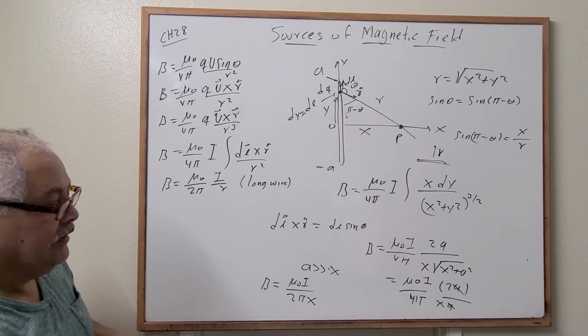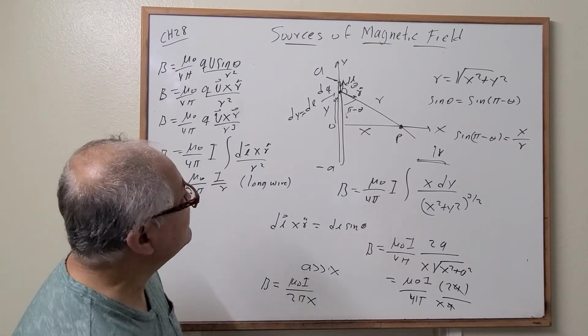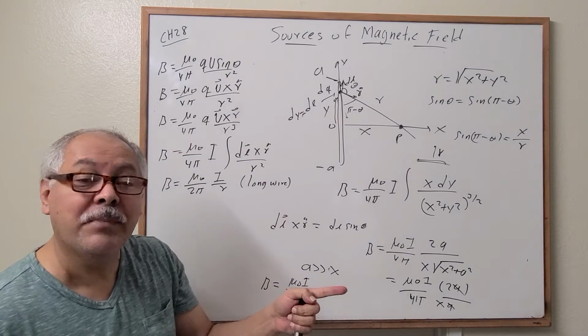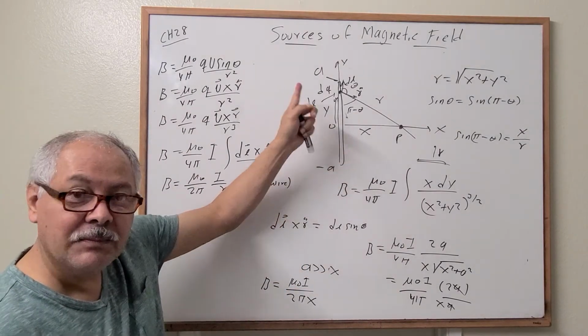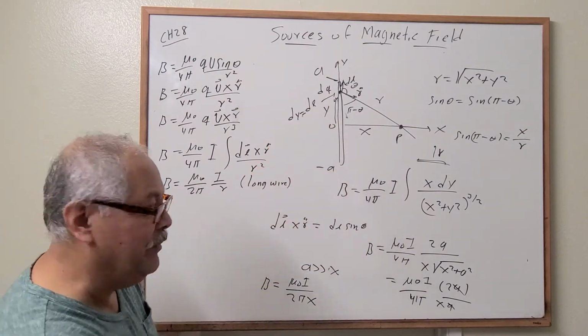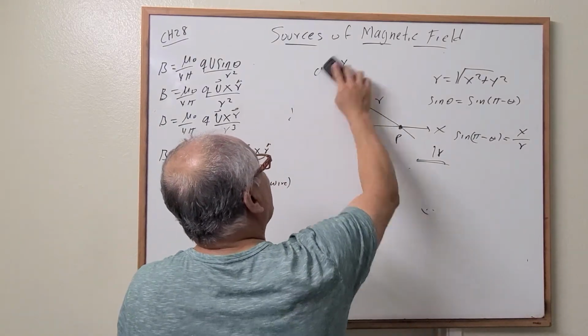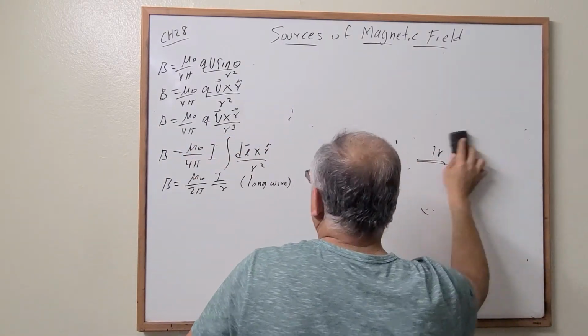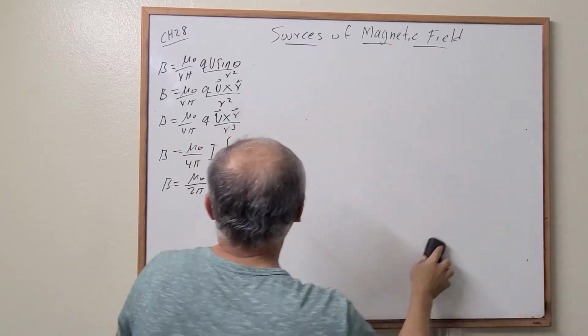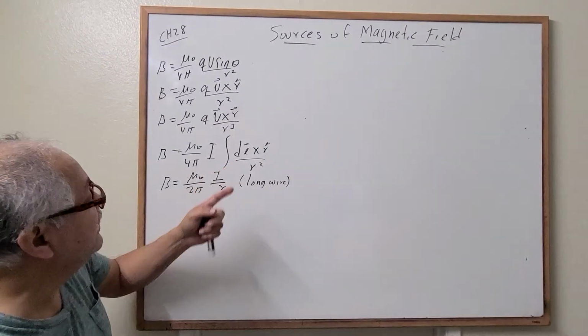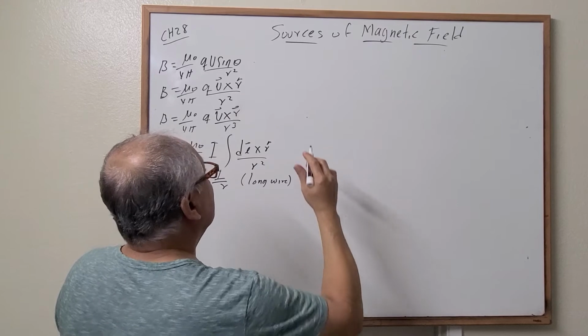Great. Now let's see what happens when we have a circular path. This is a straight path, let's say a circular path. Let's see what happens. Let's do it. For the circular path, let's use again the same formula, right? The Biot-Savart law. And what do we have?